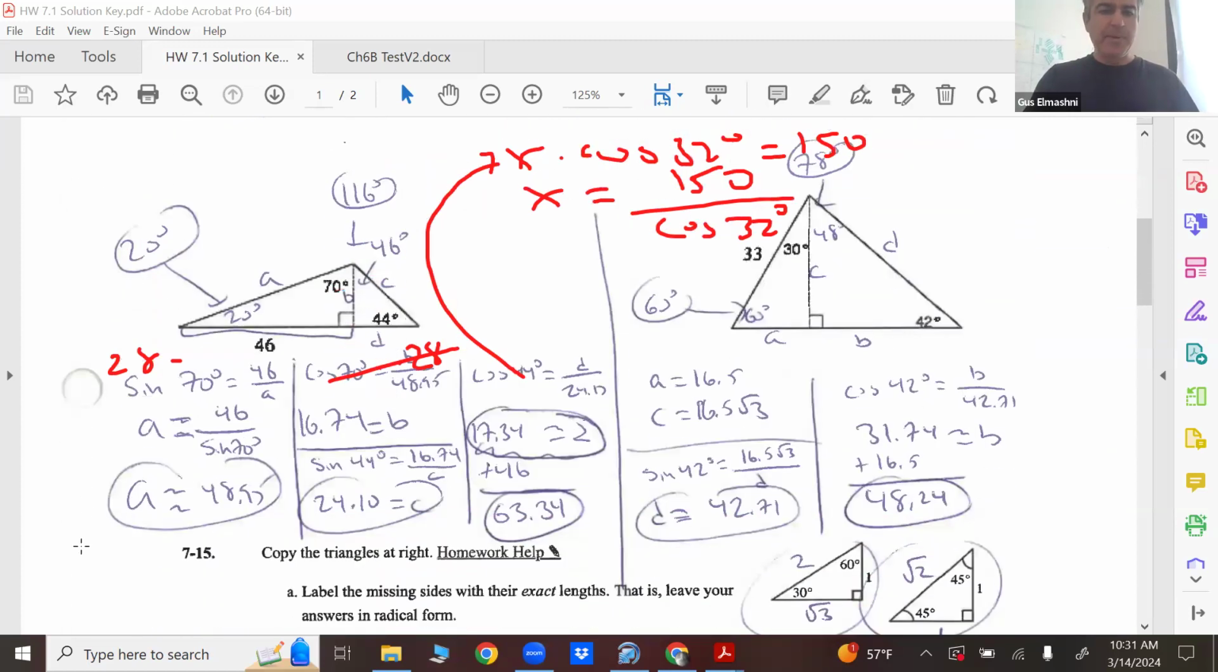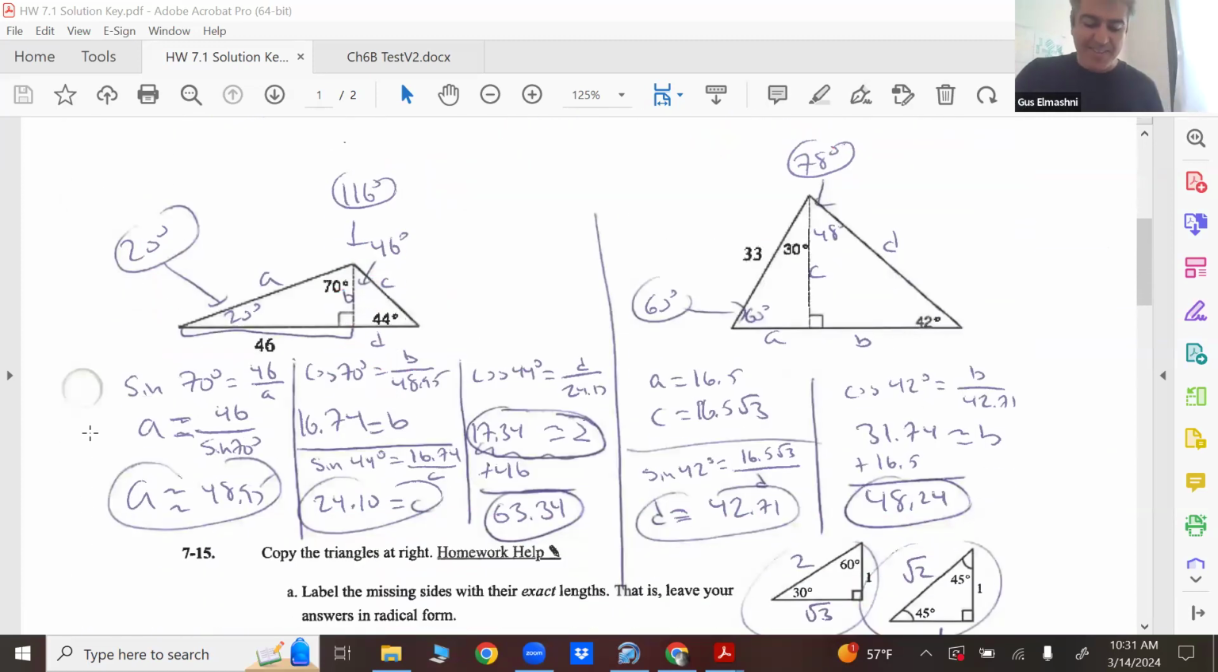All right, this is a little crazy. It's not very clear. The 46 is actually only part of the bottom side. So I labeled A as one side, C as the side, B as a height, and D as the other portion that's next to 46. And so I did sine 70 degrees to get A, and then cosine 70 degrees to get B. And then I did sine 44 to get C, once I knew what B was. And then I had to do cosine 44 to get D and add it to 46.